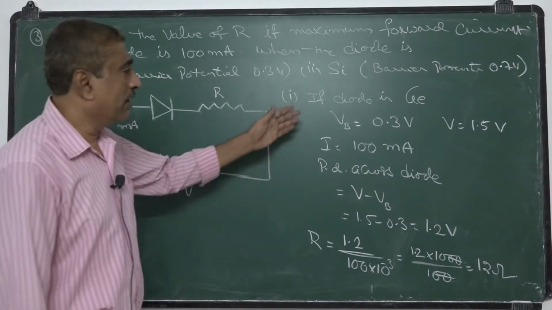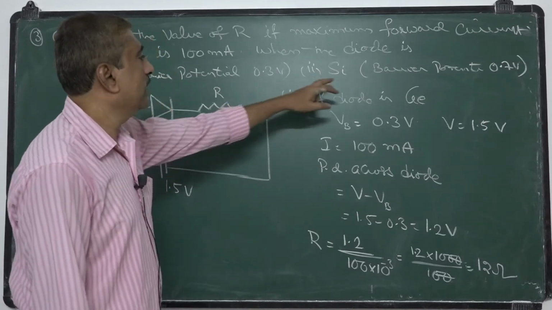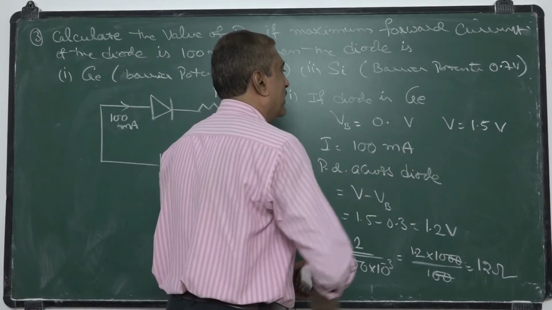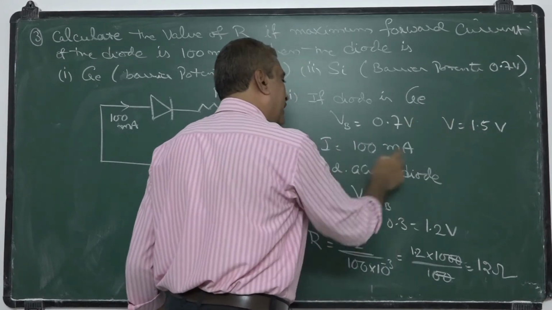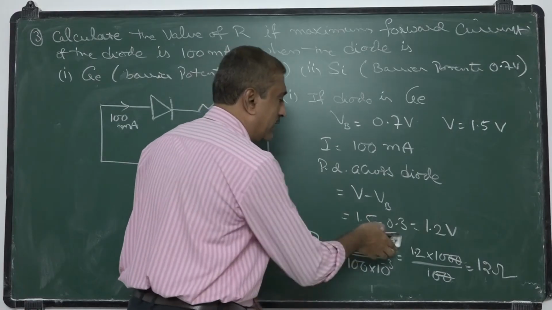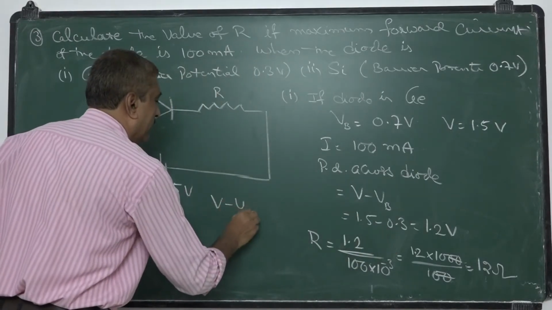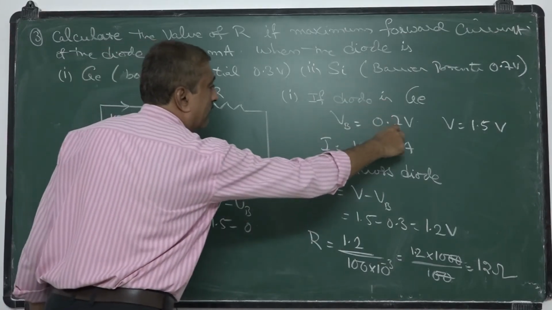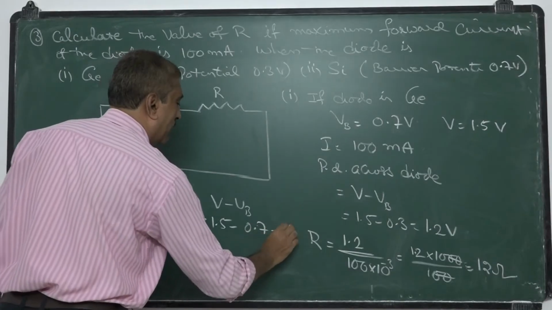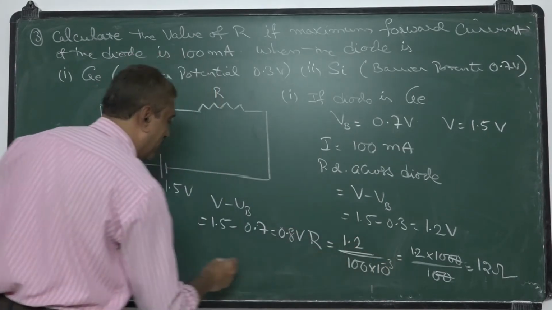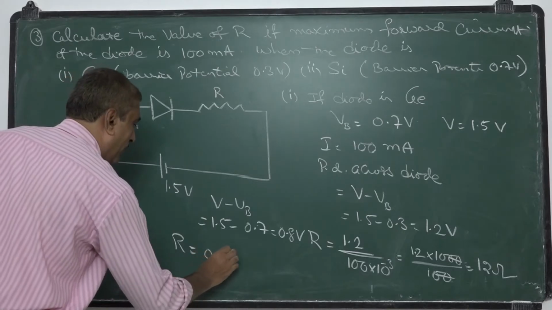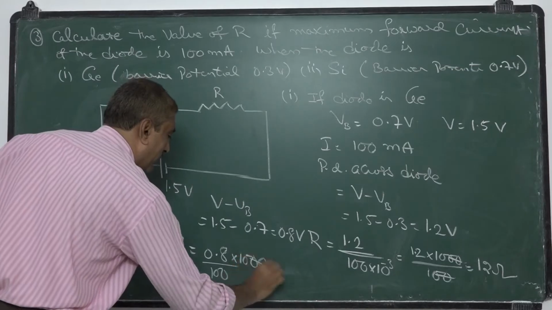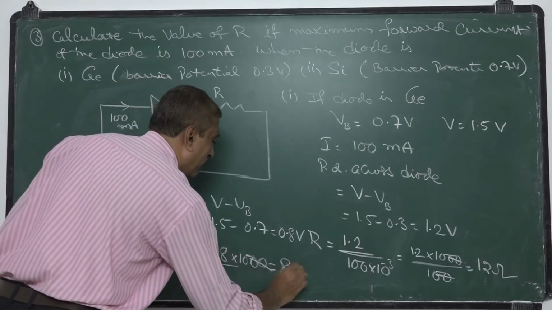Now similarly we can solve for silicon also. Given silicon, the barrier potential is 0.7. So just replace this by 0.7. And V is same, current is same, this one is also same. So in that case we can write V minus VB is equal to 1.5 minus 0.7, so that is 0.8 volt. Now substituting this, R is equal to 0.8 by 100 into 10 power minus 3. So cancel out this, so 10 into 8, that is 80 ohm.